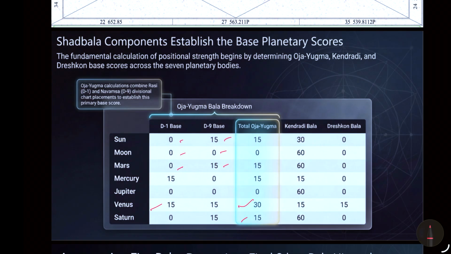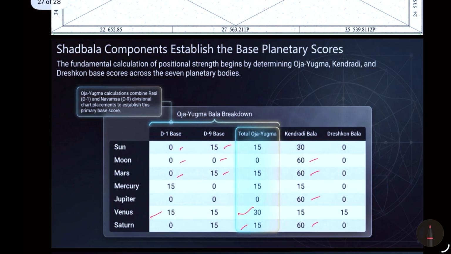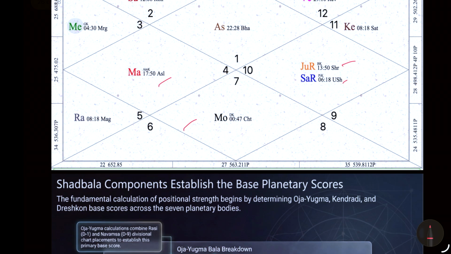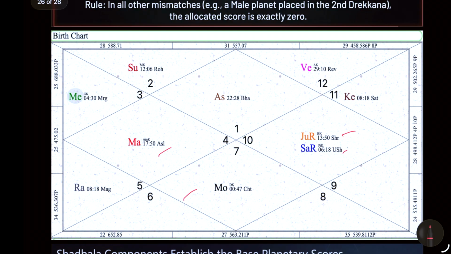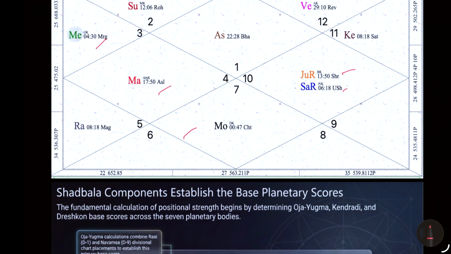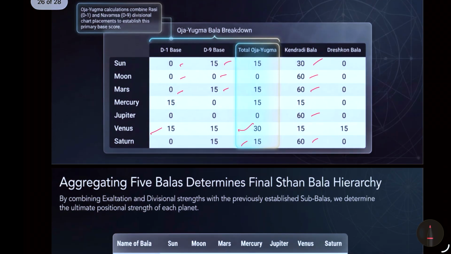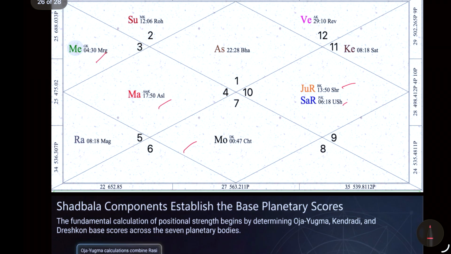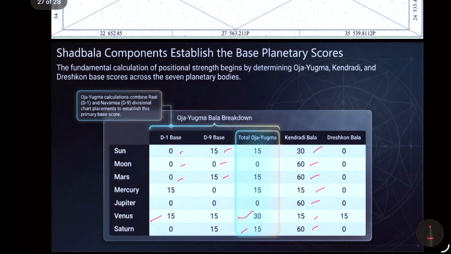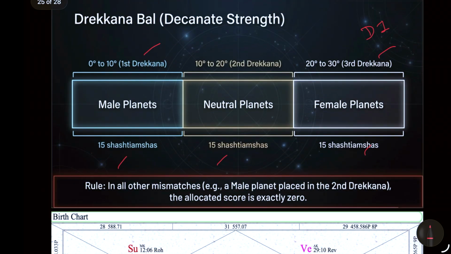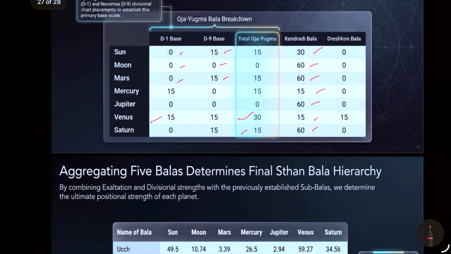Saturn 15. Kendradi Bala. Four planets are in the Kendra, so Moon, Mars, Jupiter, and Saturn. So we'll put 60. Sun is in the second house, so Sun will get 30. Mercury is in the third house, so it is in the Apoklima house, so it will get 15. Similarly, Venus is also in the Apoklima house, so it will get 15. And Drekkana Bala, it is the placement of the planet in first, second, and third Drekkana. Only Venus is in the right Drekkana, it will get 15, and the rest of the planets will get 0.